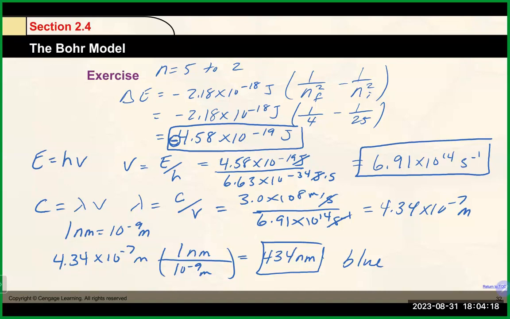Because it is the energy level squared. So basically it's 1 over 2 squared minus 1 over 5 squared.